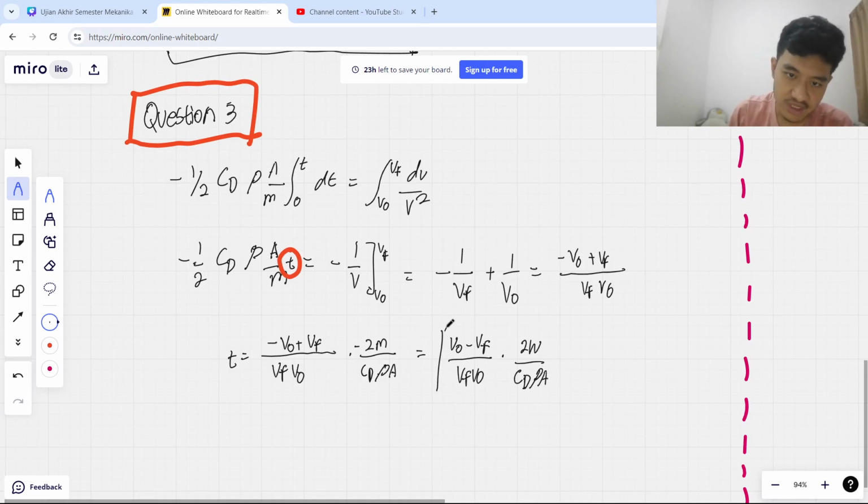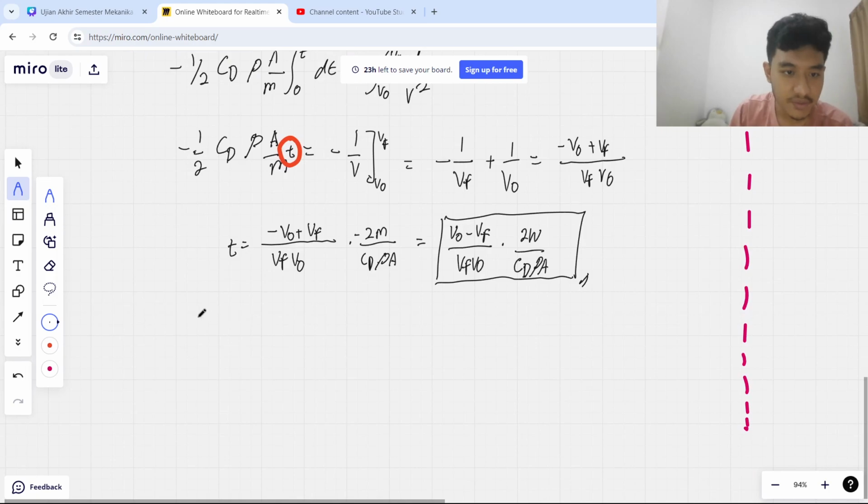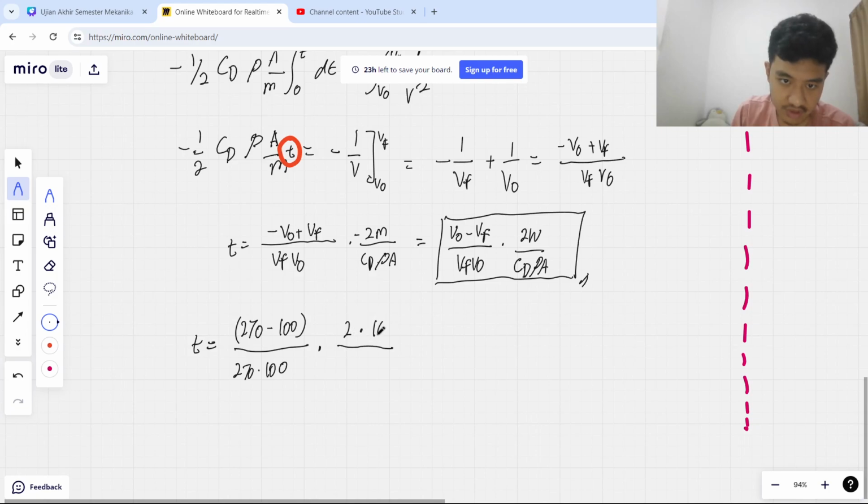Okay, so the final form is like this. We will use this equation in later parts. So after we know it, we can use t equal to the first velocity, so it's 270 minus 100. Then here 270 times 100, 2 times 1600 pounds.